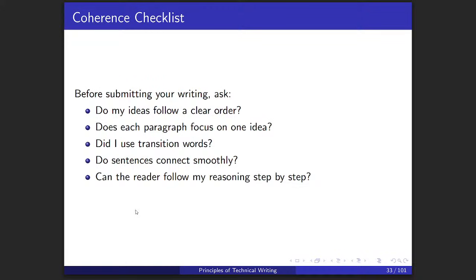Now, the coherence checklist. Whether you are maintaining coherence in your paper or not, these are the questions you need to ask your mind. Do my ideas follow a clear order? Does each paragraph focus on one idea? Methodology should focus on methodology, results on results, and conclusion only on conclusion. Did I use transition words? Do sentences connect smoothly? Can the reader follow my reasoning step by step? These are the questions you need to ask yourself when writing a technical paper, to check whether coherence is strictly followed. Right?